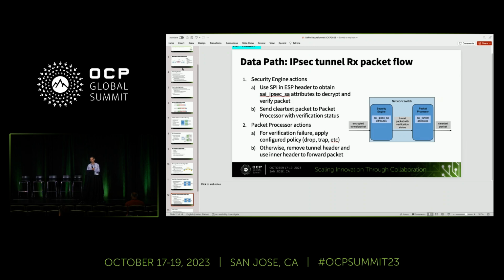The security engine looks at the ESP header of the packet and identifies the SPI, the security parameter index, which helps it find the right security association programmed into it, which gives it the keys to decrypt and validate the packet. So the verified packet, after the decryption, is a clear text packet, and along with the validation status it is sent to the packet processor. The packet processor checks the verification status, and in case of failure, applies the appropriate policy to drop or trap it. Otherwise, it removes the tunnel header and processes it just like any other tunnel, using the inner packet header, which is now in clear text and decrypted, to forward the packet.